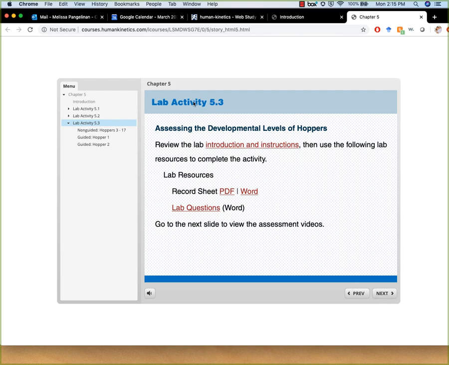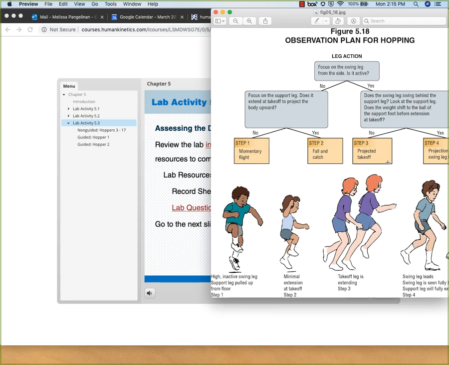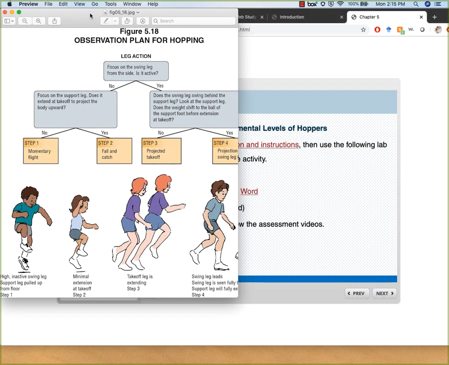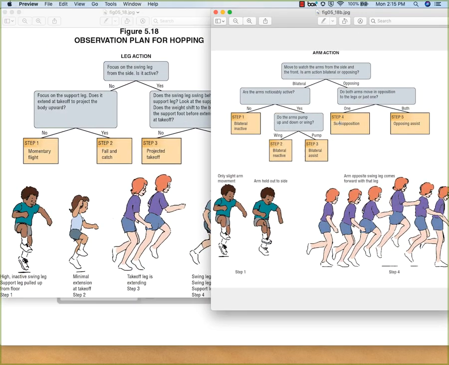And you can ignore the instructions and introduction that's provided in here, and we can go ahead and get started. The first thing we want to do is make sure that we have downloaded figure 5.18 and have that available and ready to see. So let me make sure it's up here. So 5.18 has two parts.